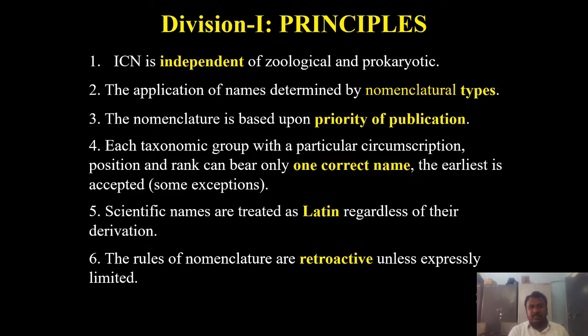Coming to the first one, Division 1, principles. There are 6 principles in Division 1 for nomenclature of plants. The International Code of Nomenclature is independent of zoological and prokaryotic nomenclature. That is the first principle of the ICN. Number 2, the application of names is determined by nomenclatural types. That means for each and every name there should be a nomenclatural type.